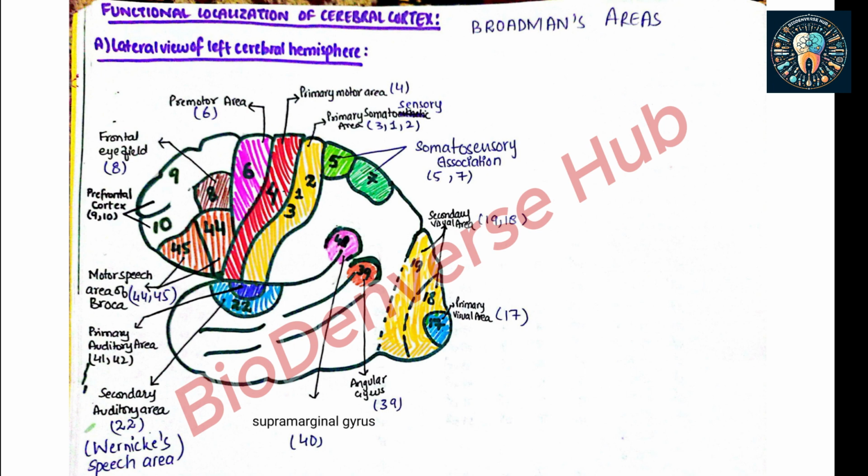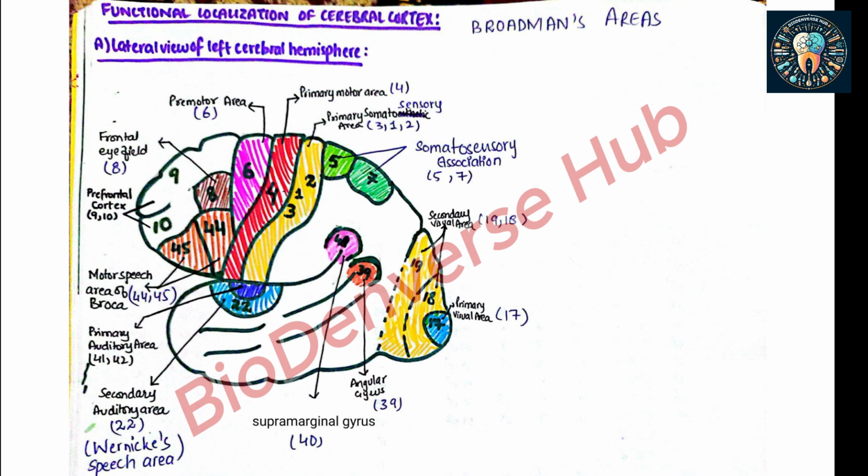After that, we have the primary auditory area that is shaded in dark blue, and that corresponds to Brodmann's area 41 and 42. Adjacent to that, we have the light blue shading that corresponds to Brodmann's area 22, and that represents your secondary auditory area, your auditory association area, also known as the Wernicke's speech area.